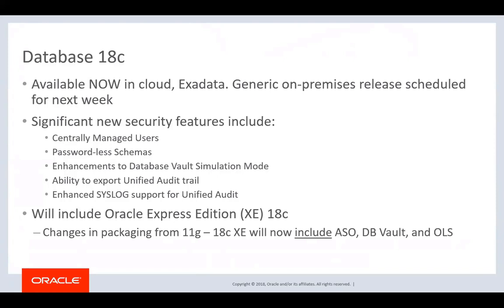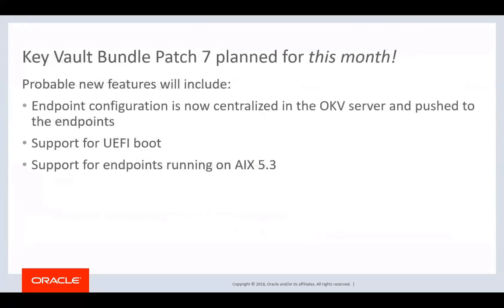The 18C version will. Also coming this month, hopefully this week or next week, you will see Bundle Patch 7 for Key Vault released. There's a lot of new stuff in Bundle Patch 7, but 3 of the bigger things are we're going to add support in for endpoints running on AIX 5.3. We've had several requests for that. We're also adding in support for installation of Key Vault on servers that only do UEFI boot. You may remember from last month's call that we added in UEFI boot to Audit Vault and Database Firewall with Bundle Patch 8 of AVDF. We're doing the same for Key Vault with Bundle Patch 7.